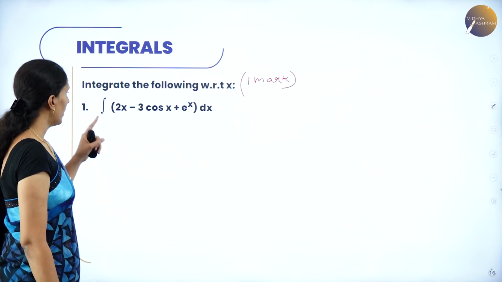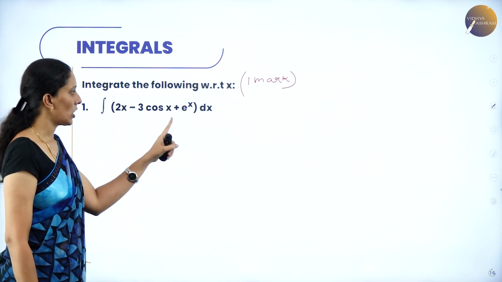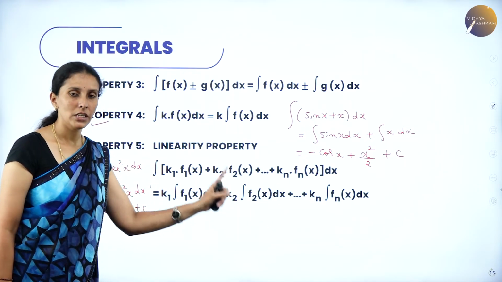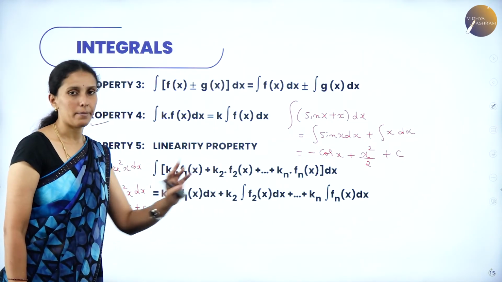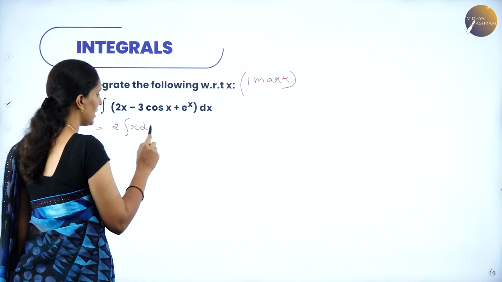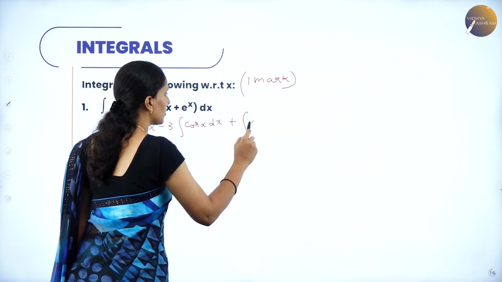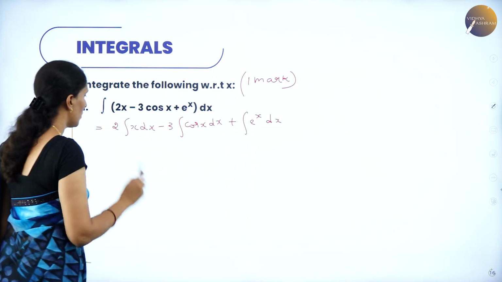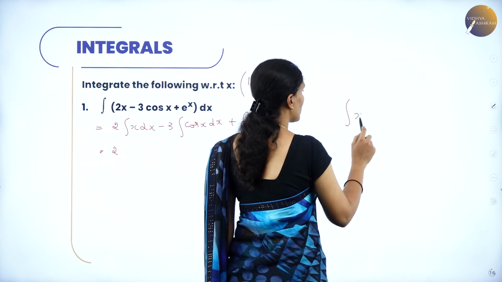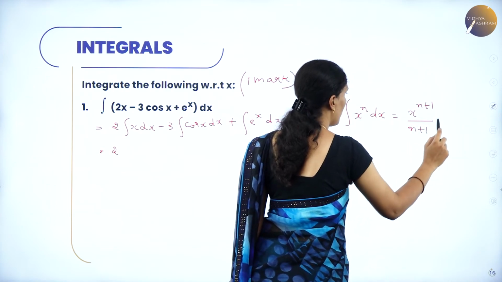Now here they have given: integrate the following with respect to x. Integral of 2x minus 3 cos x plus e power x. Through the linear property, whenever you have a constant inside the function, take out the constant and integrate the function separately. So here I can write this as 2 into integration of x dx minus 3 into integration of cos x dx plus integration of e power x dx. Now, 2 into integration of x. Any x to the power n dx is nothing but x to the power n plus 1 by n plus 1 plus c.